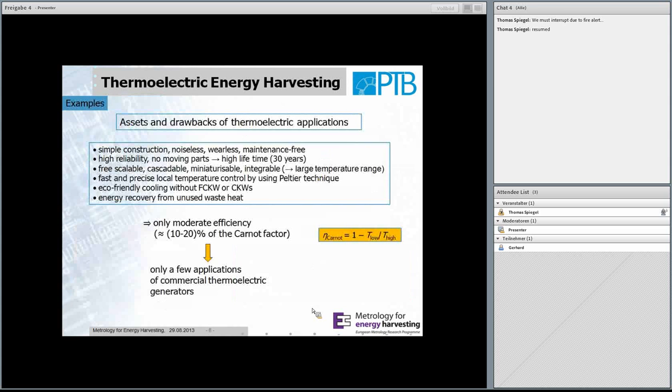Thermoelectric materials have some advantages and disadvantages. You can see a list of advantages. They are noiseless, wearless, and maintenance-free, and because there are no moving parts, they have a high lifetime. They are free, scalable, cascadable, and what it means we will see at the end of my talk. That means in principle that we can use a large temperature gradient. And the disadvantage of thermoelectric materials that you can see here is the only moderate efficiency of about 10 to 20% of the Carnot factor, which you can see here. And that is the reason that only a few applications of commercial thermoelectric generators are known.